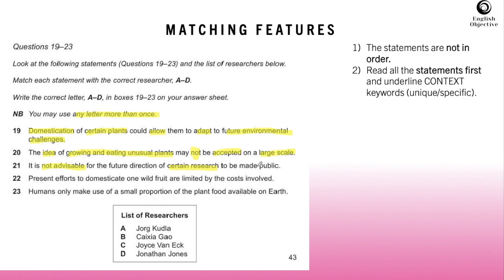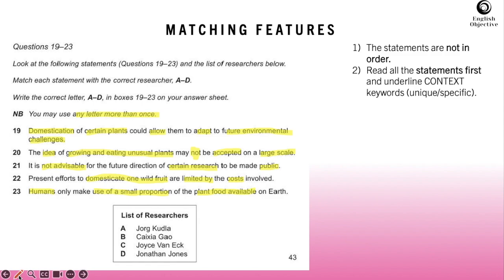Question 22. Again, we have efforts to domesticate one wild fruit, limited by the costs. And finally, humans only make use of a small proportion of the plant food available on Earth. So they just use a small proportion of the food available.